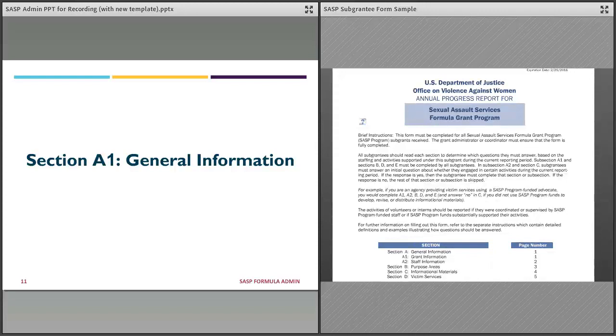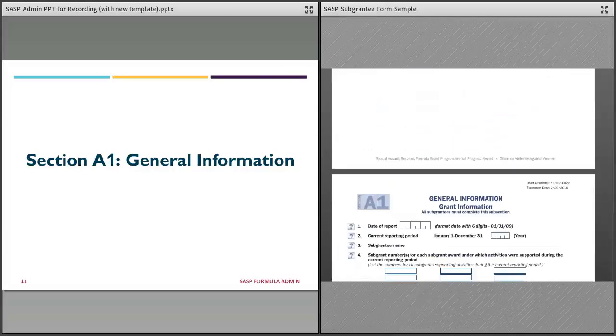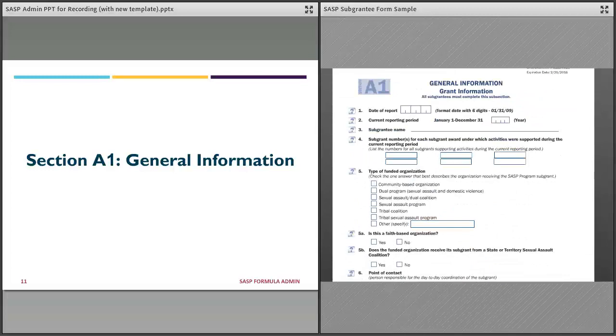Now we will go over the SASP subgrantee form, starting with Section A1, General Information. Note that throughout the form, if you or your subgrantees need more clarification about a specific question, you can click on the question mark icon and more instructions and/or examples will pop up.